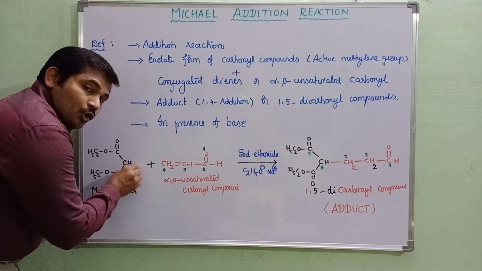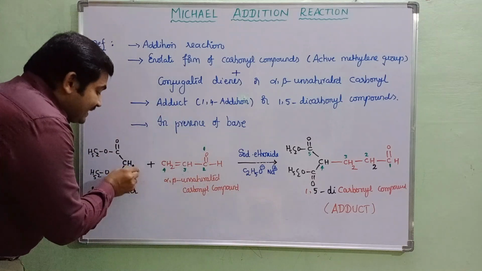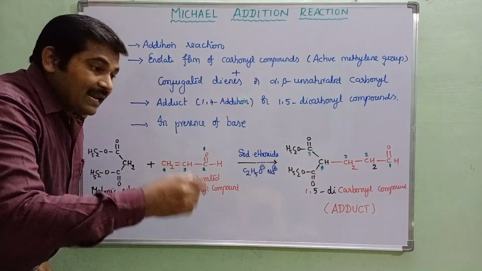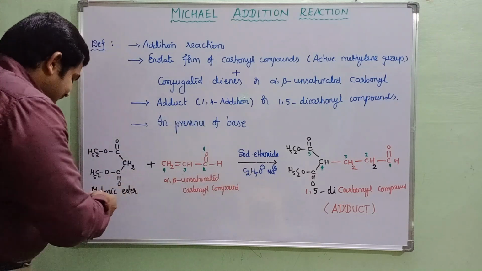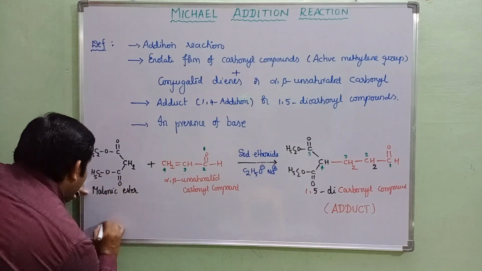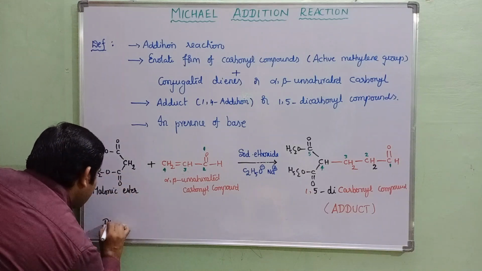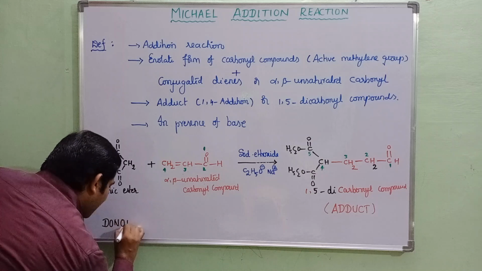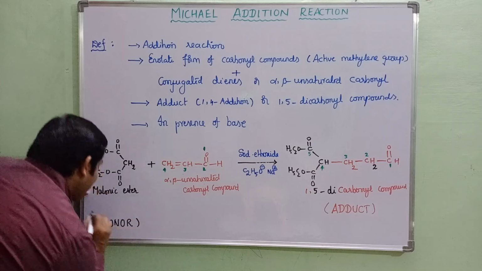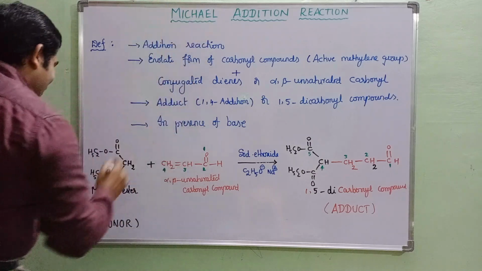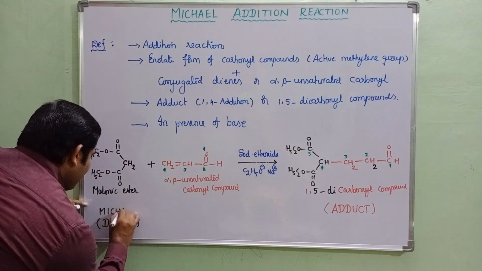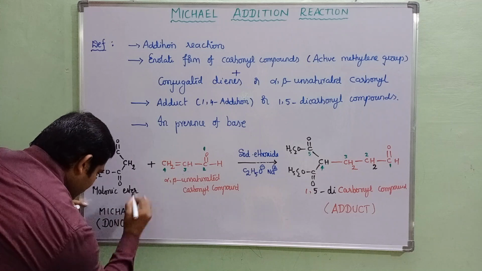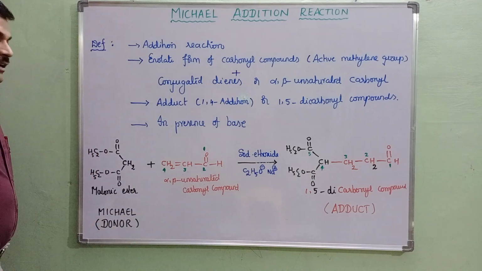Whenever this donates one alpha hydrogen, it becomes a carbanion. Electron rich or electron deficient? Electron rich. Hence it acts as a donor. Which donor? Michael donor. It is a Michael donor.